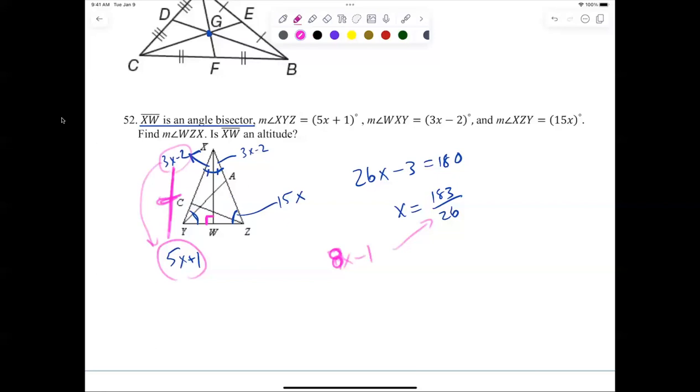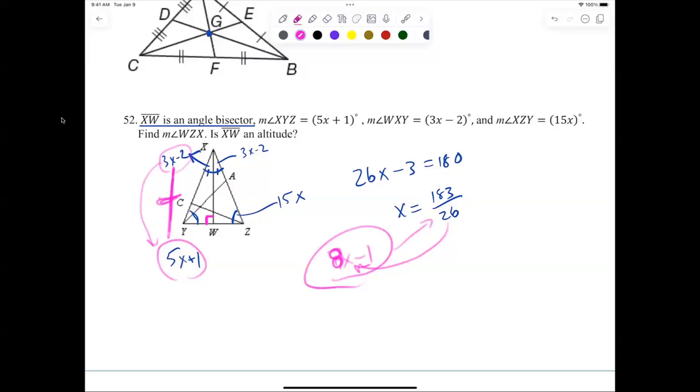Once you get 732, don't you have to do minus 1 because it's 3x minus 2? That's what I said, 8x minus 1. Multiply 8x minus 1, substitute 183 over 26 in for x. Does that come out to be 90? Altitude is 90. It's not 90 degrees, correct? I don't really care what it is. It's just not 90. If it was 90, then it would be an altitude. Agreed?